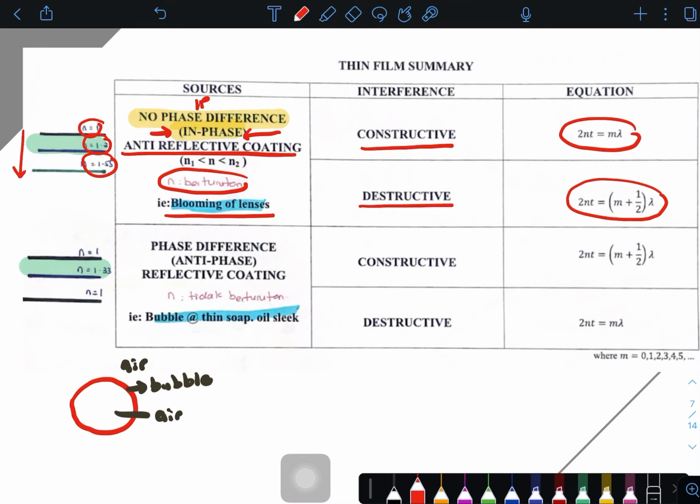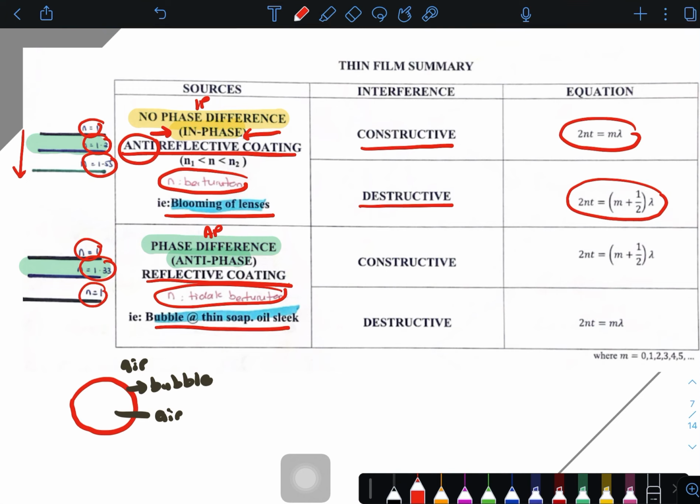Okay, how we want to identify kalau dia anti-phase? So kalau anti-phase, the question said that there is the phase difference. It is anti-phase. And kalau soalan mention reflective coating. Kalau in phase dia anti-reflective coating. Kalau anti-phase dia reflective coating, then you boleh tengok N dia tidak berturutan. So this one 1.3 and 1. Okay. Or another, the soalan mention bubble or thin soap.